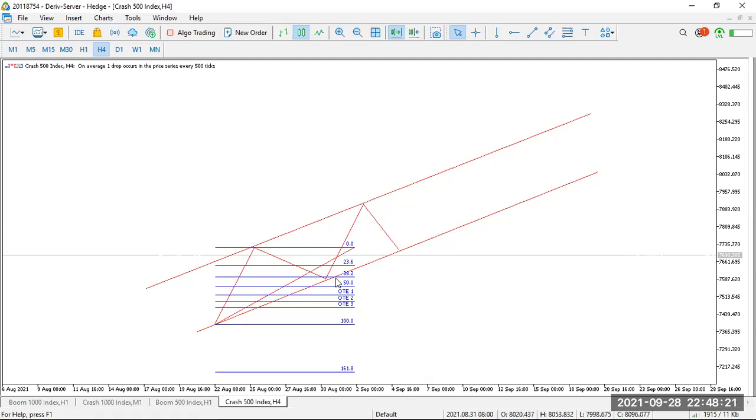So I watch out basically for my 50% and my OTE1. It can reverse from any of these levels. They are also key levels. But personally, from my own observation, I've noticed it reverses basically from 50% and OTE level 1.